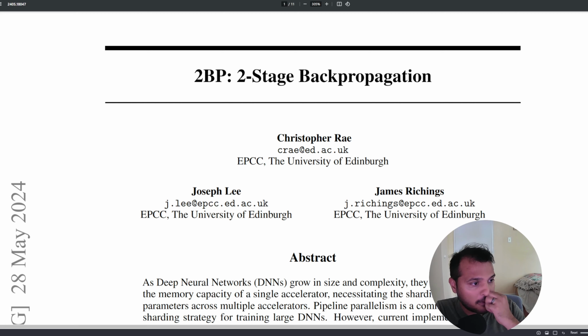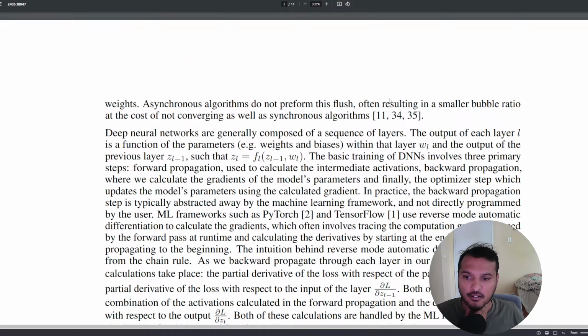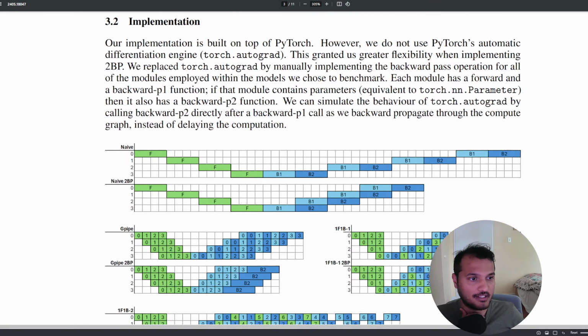So the first paper that we're going to discuss is this two-stage backpropagation one. This paper is an optimization paper where the authors try to optimize the computation time of the backpropagation step. So this is not a theoretical paper, but rather it's a paper on how to efficiently train models. Just to give you a rough idea of the kind of optimization that these guys do.